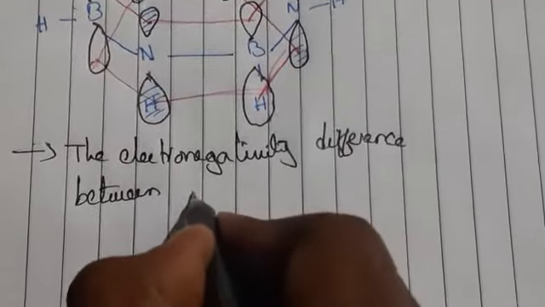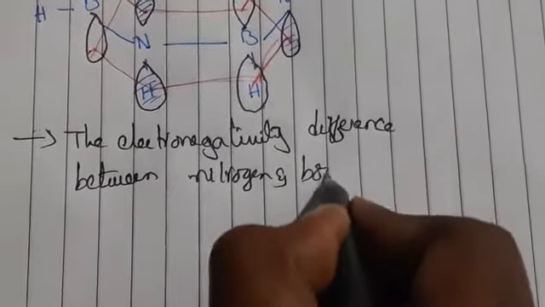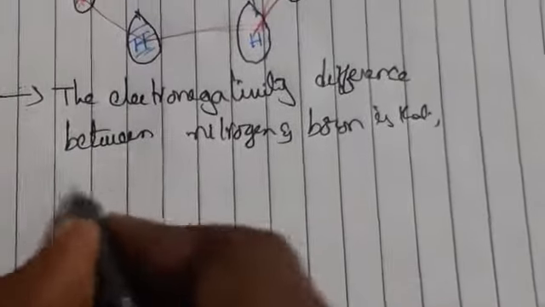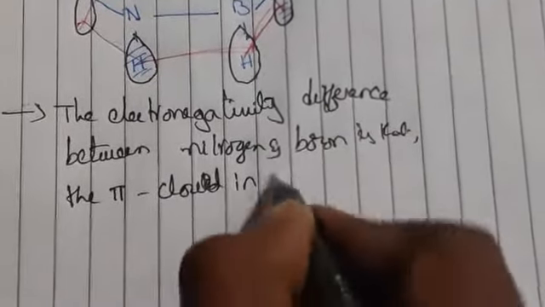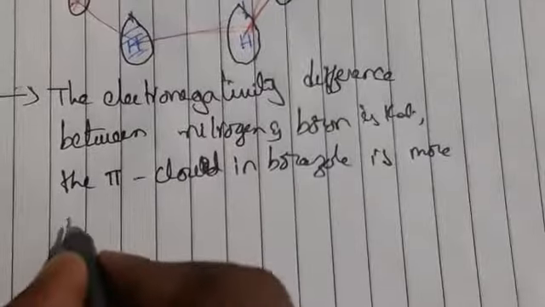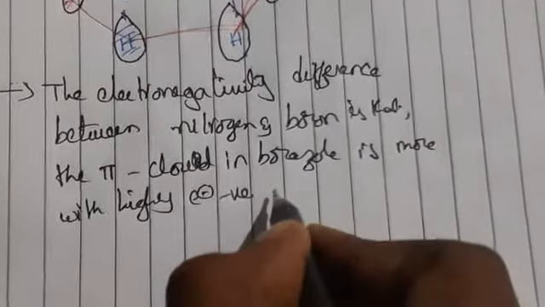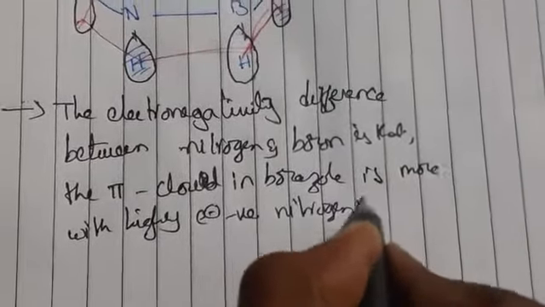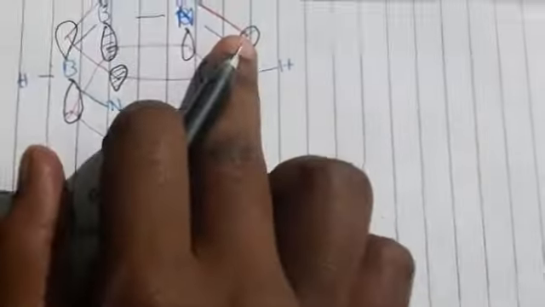So the electronegativity difference between nitrogen and boron means the pi cloud in Borazole is more with the highly electronegative nitrogen than with boron. This means that nitrogen will get a partial negative charge and boron a partial positive charge.